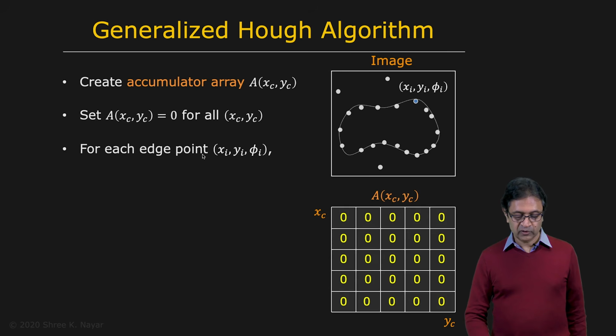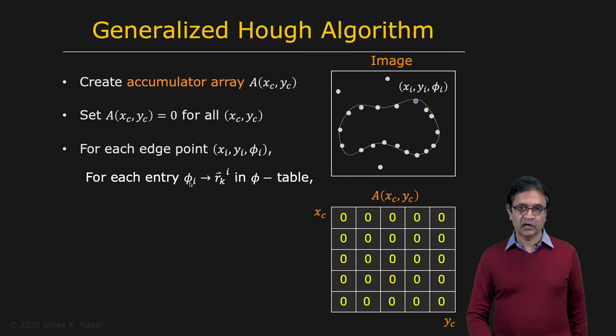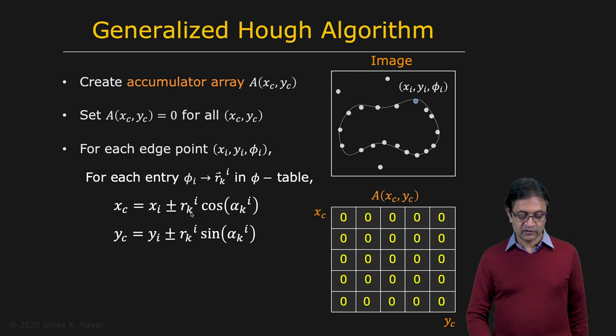And now for each point, remember at each point we have xi, yi, the location of the point, but you also have the direction of the edge. So we take this edge direction and we go into our phi table and we look at all the r vectors associated with that particular edge direction, and use those vectors to vote in the accumulator array.